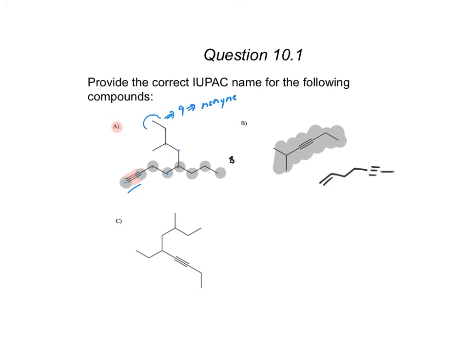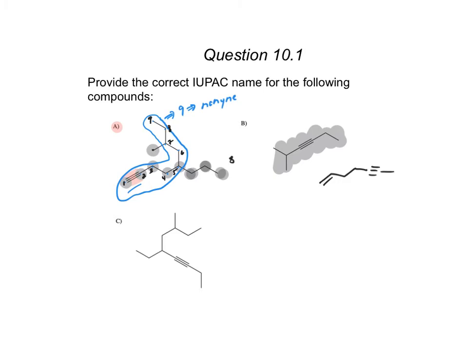Okay, so if this is our parent chain, then we're looking for the substituents that come off of it. So we have a methyl group here, and then we have a propyl group over here. And so now all we need to worry about is numbering it. So we want to number it so that the carbon-carbon triple bond gets the lowest number possible. So this would be 1, 2, 3, 4, 5, 6, 7, 8, 9.